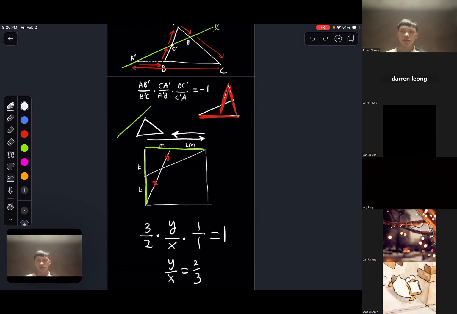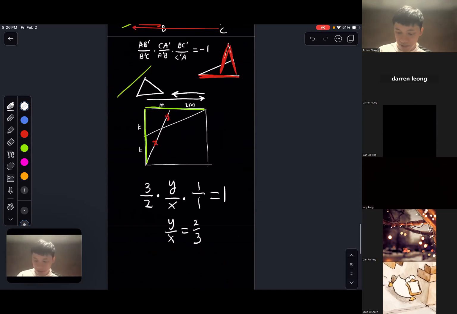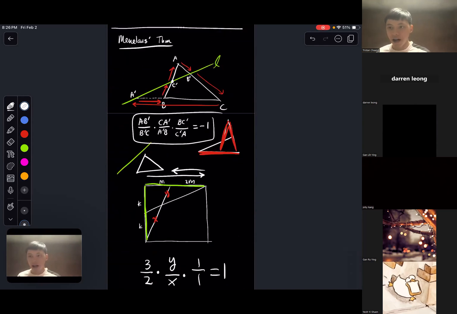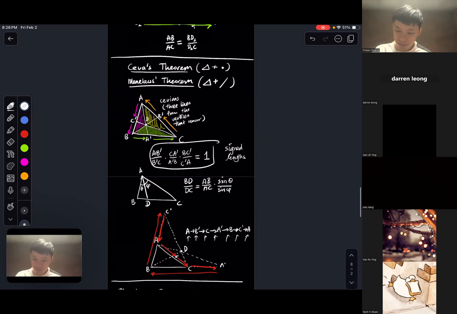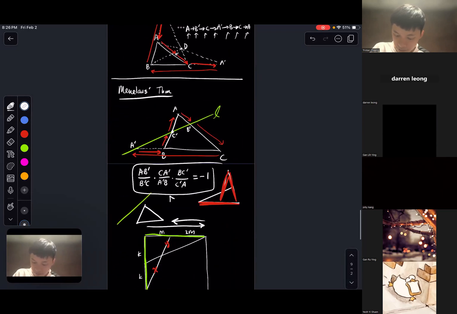But another powerful thing is you can use this to prove collinearity as well. The fun thing about Ceva and Menelaus is that the converse is also true. If this thing holds, that means the three lines are concurrent. If this thing holds, that means the three points are collinear. Make sense? So this if and only if AA prime, BB prime, CC prime are concurrent. And this if and only if A prime, B prime, C prime are collinear.